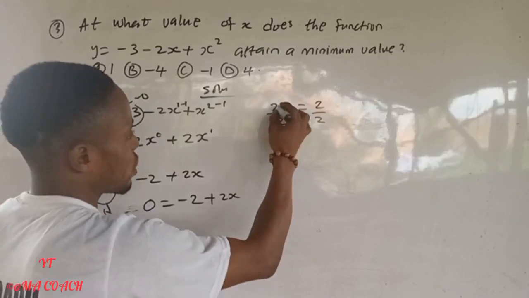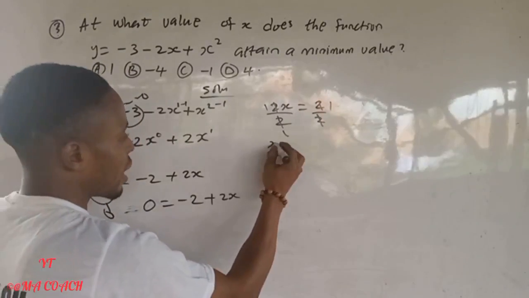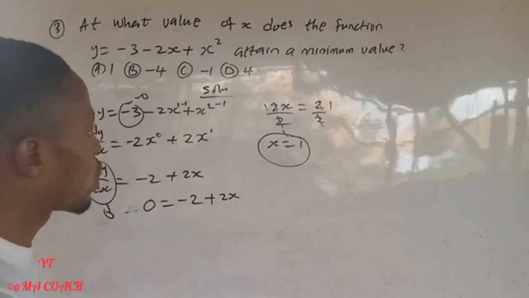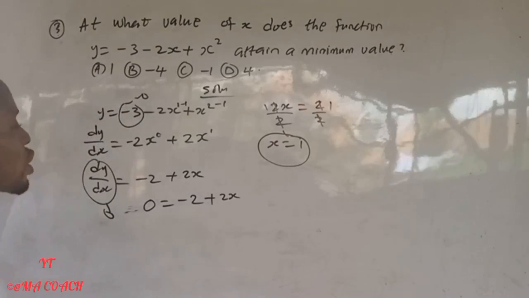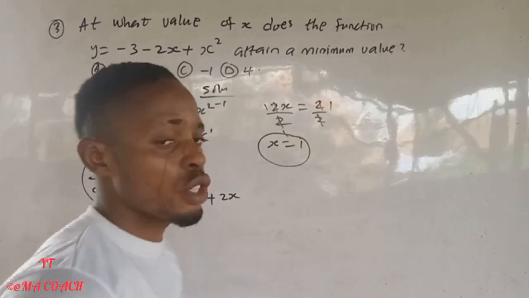So 2 here, 2 here, the 2 cancels this, so we have 1 here. So our s now is equal to 1. So from the options here, we have s is equal to 1, which is option A. So that is how you solve this question.